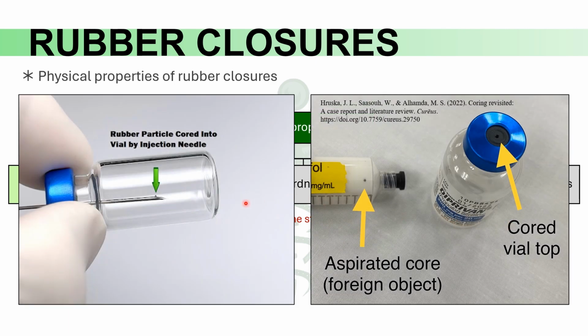In this diagram, we can see the small piece of rubber that was cored into the vial as the needle punctured it. And if we were to draw the contents of the vial, there is a huge risk of the rubber piece being taken along with the vial contents, as we can see in this diagram here, and being injected into the patient's bloodstream, which is undesirable and can cause adverse effects.